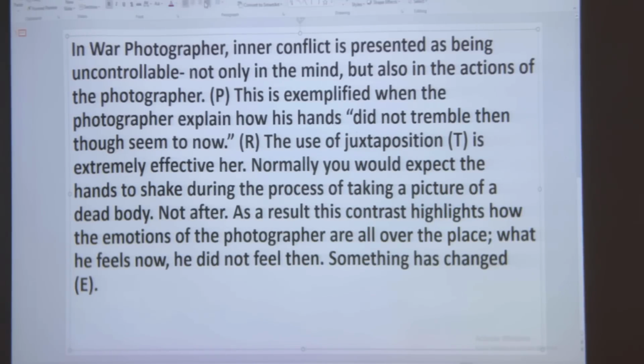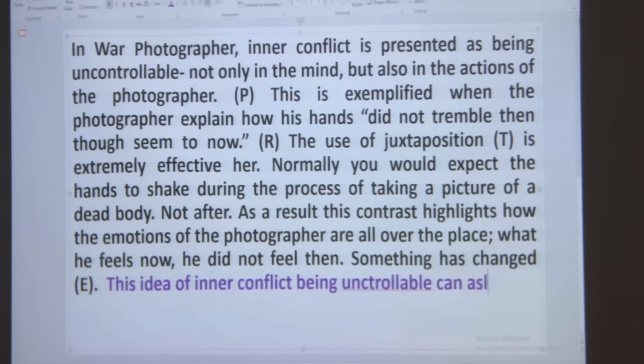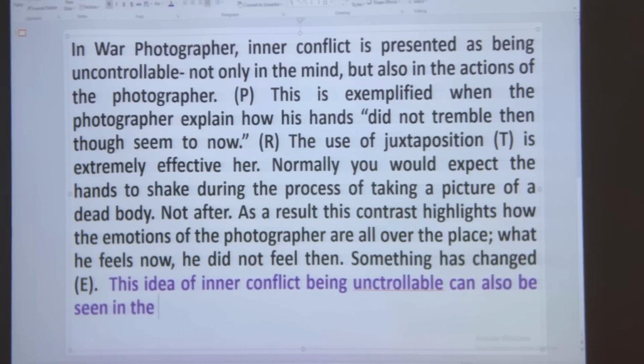Now what did I say in my plan? I said that I will move on by connecting these 2 points with the word similarly. This idea of inner conflict being uncontrollable can also be seen in the poem Remains. That's it guys, point is complete.